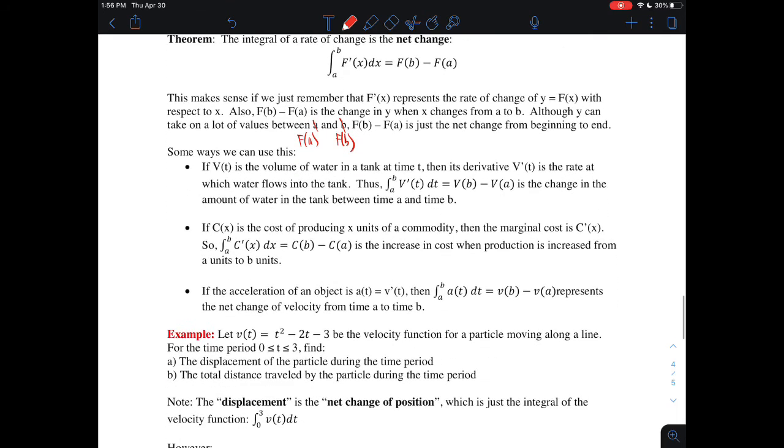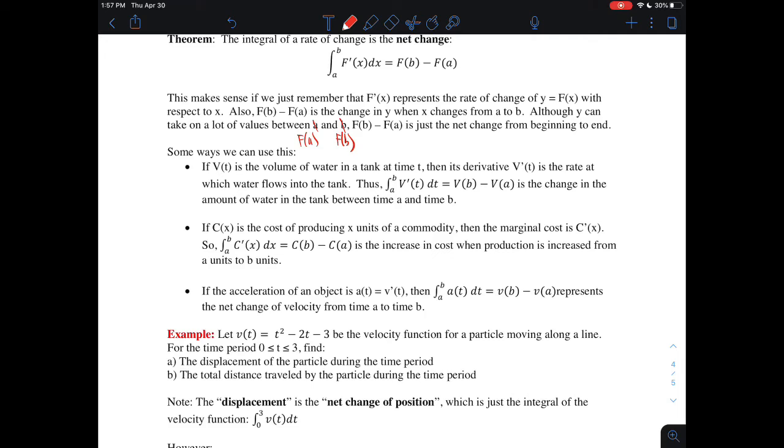If capital V of t is the volume of water in a tank at time t, then its derivative, capital V prime of t, is the rate at which water flows into the tank. You could also say the same thing if water is flowing out of the tank.